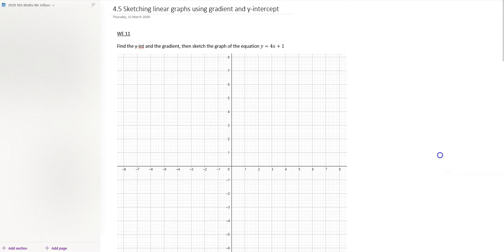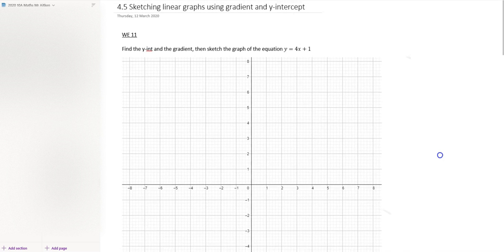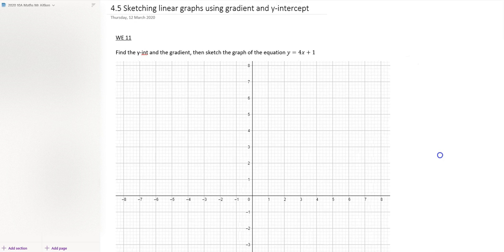So today we're continuing on from what we were doing in 4.4, kind of, but now it's the other way around. So now we're being given information and we want to plot the graph. So that's great, which we can do. For this first one, I've got: find the y-intercept and gradient, and then sketch the graph of the equation y equals 4x plus 1.